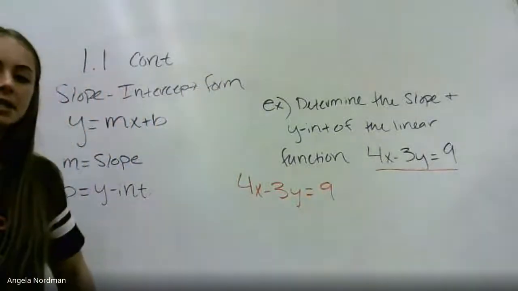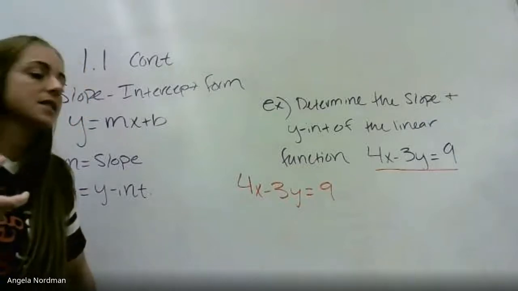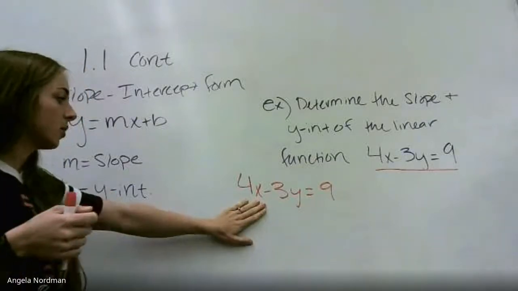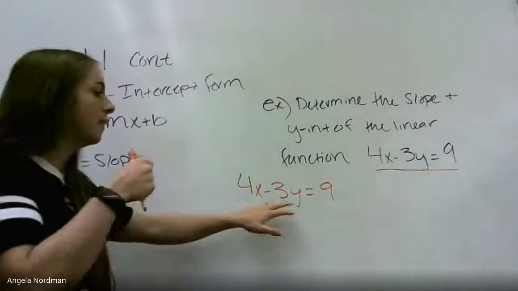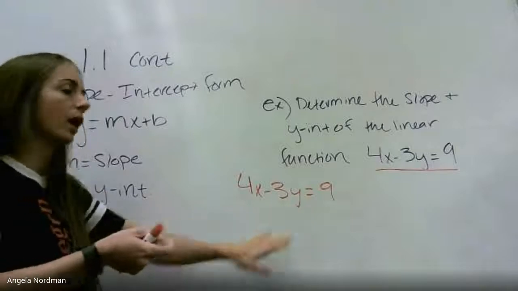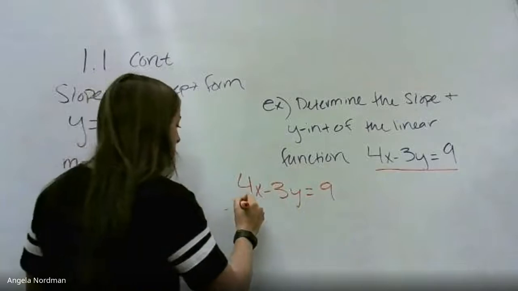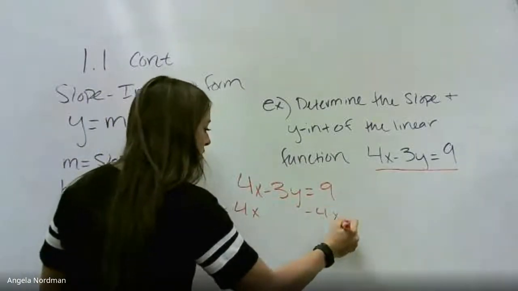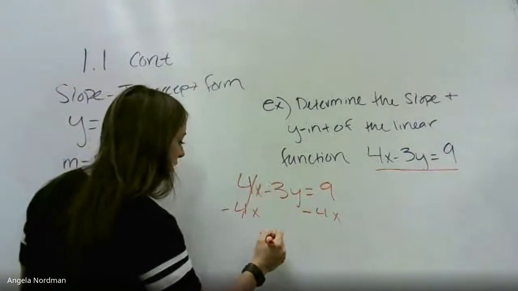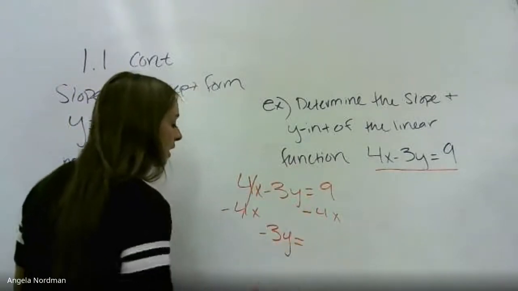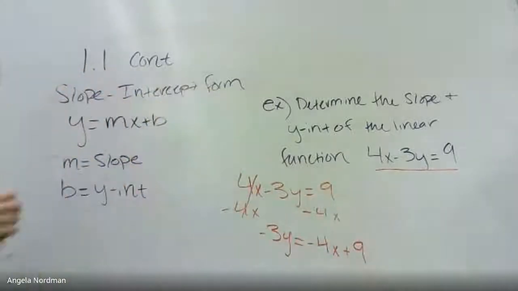The first thing I see that's inhibiting me from having just the y alone on the left side is my x's. So I want to deal with everything else first and then finally deal with my y. I first want to get rid of this 4x. In order to do that, we need to subtract 4x from both sides. This is going to cancel out, leaving me with negative 3y equals negative 4x plus 9.